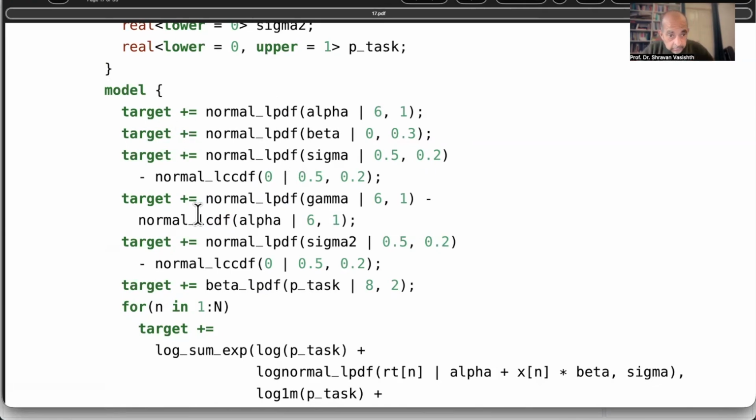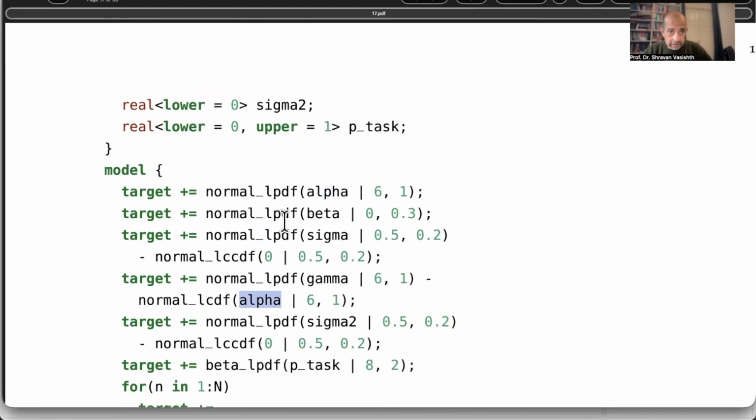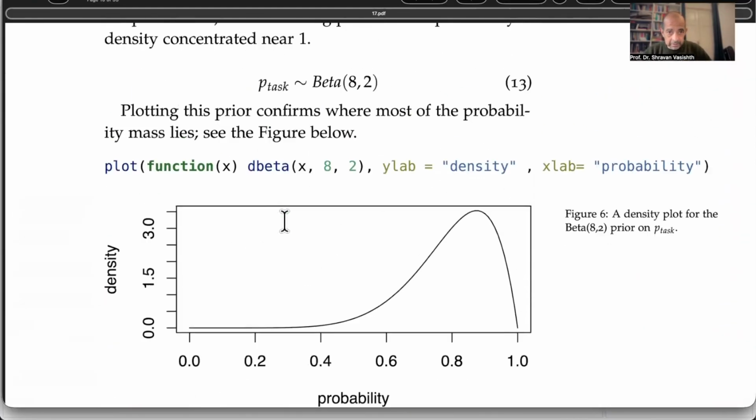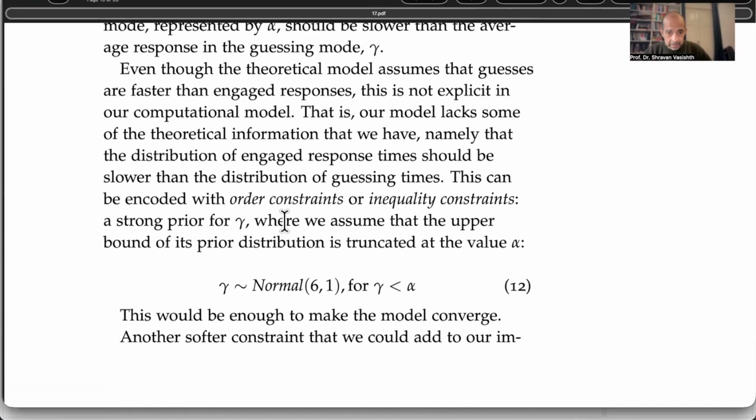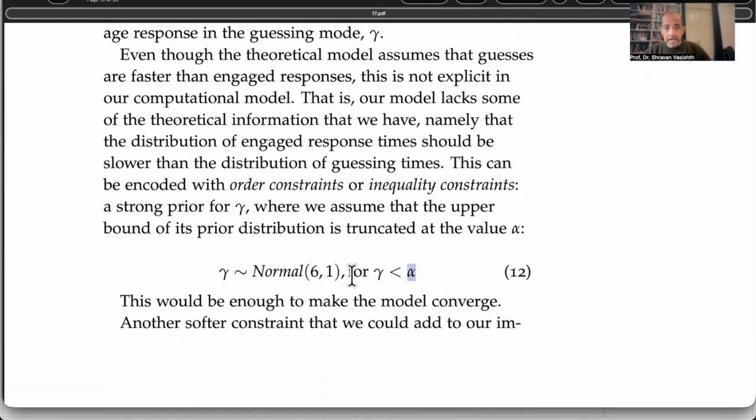Notice here that alpha, what is alpha? Alpha is the parameter that represents the grand mean of the engaged task, right? That's what that alpha is here. So what we are assuming is that the gamma parameter is smaller than the alpha parameter in the engaged mode. That's what it means here.